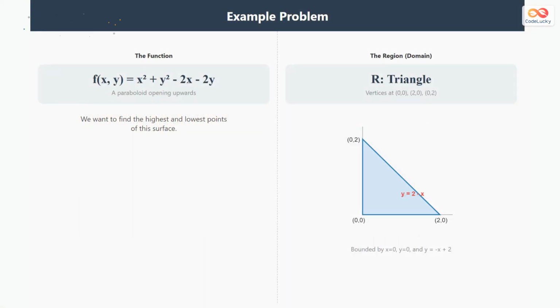Let's walk through a concrete example. We have the function f of x, y equals x squared plus y squared minus 2x minus 2y. This is a paraboloid. Our region, R, is a triangle in the xy plane with vertices at (0, 0), (2, 0), and (0, 2). This region is bounded by the axes, and the line y equals 2 minus x.